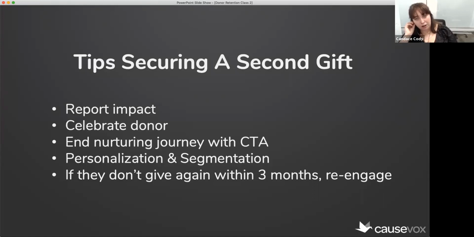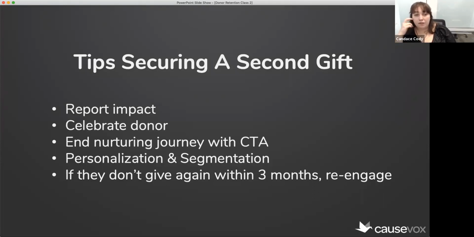So making sure that's integrated into that nurturing journey that ends before, you know, it's 3 months in. Personalization and segmentation comes into this as well. So a second gift from a smaller donor versus a second gift from a higher donor, you'll probably want to segment that. Also considering specific programs that they might be interested in.